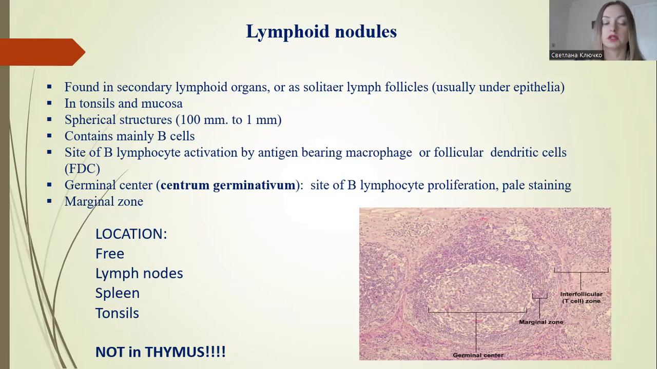Have germinal center, centrum germinativum, site of B lymphocyte proliferation, pale staining, and in the center, this one, germinal center, and marginal zone, more darkly.